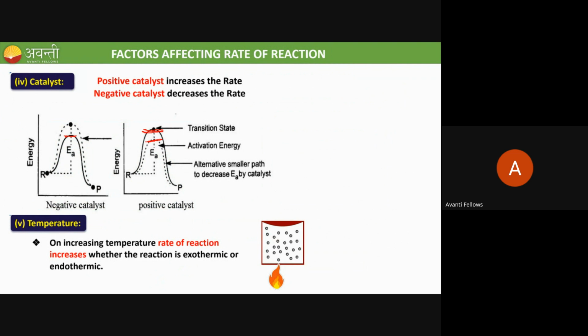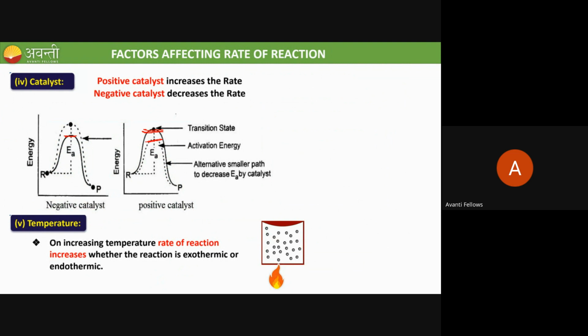Now the last factor is temperature. On increasing the temperature, the rate of the reaction also increases because the molecules will move very fast. Whether the reaction is exothermic or endothermic, whether the system is absorbing heat or releasing heat, the rate of the reaction is going to be very high on increasing the temperature, directly proportional.